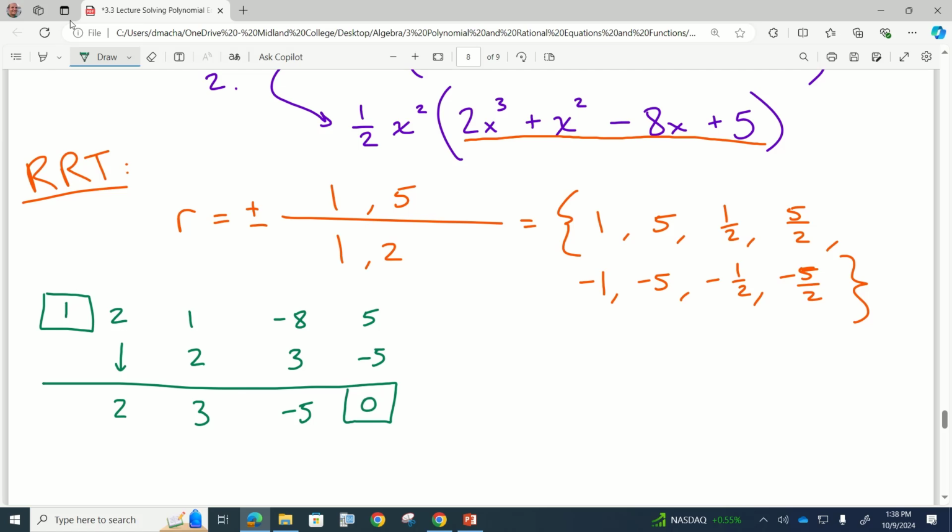So if you remember synthetic substitution from last time, that 0 is the value of my polynomial when I plug in x equals 1. And if the polynomial is 0, that means 1 is a root. A 0 here means 1 is a root.